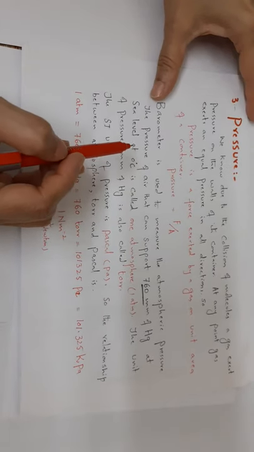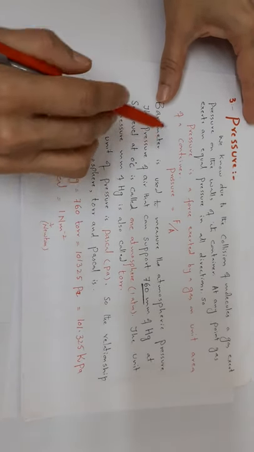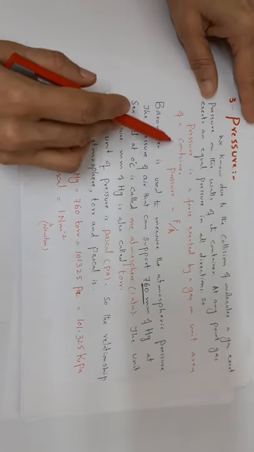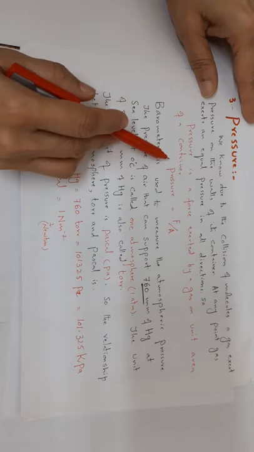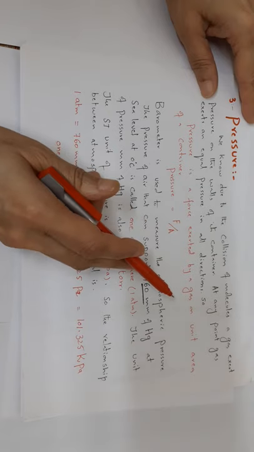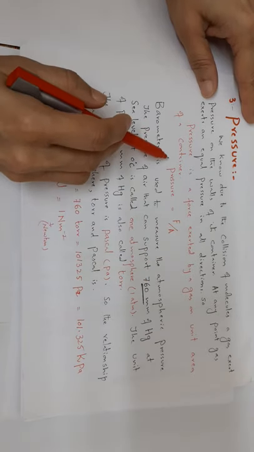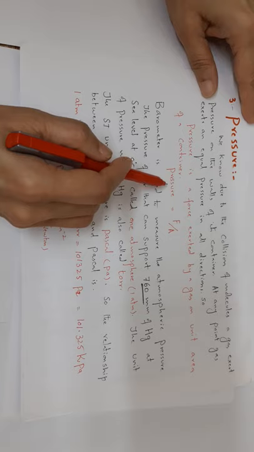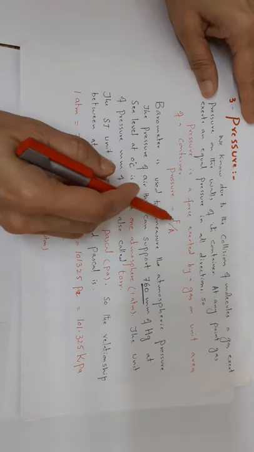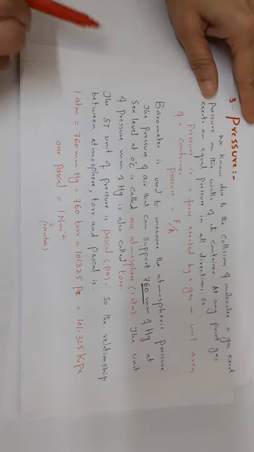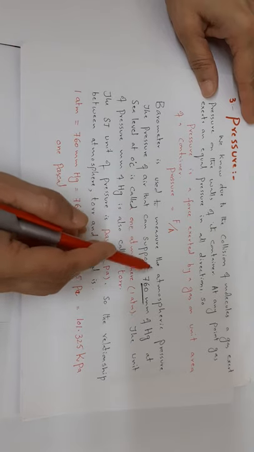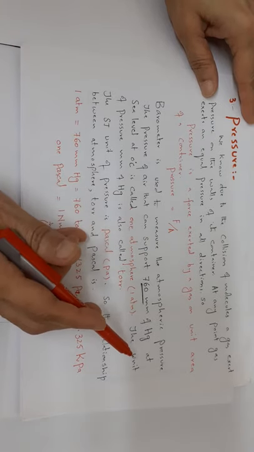Now next, the definition. Pressure is the force exerted by the gas on unit area of a container. I repeat, pressure is the force exerted by the gas on unit area of a container. Mathematically, we can write pressure is equal to F over A. F is force and A is area. Barometer is the instrument which is used to measure the atmospheric pressure.